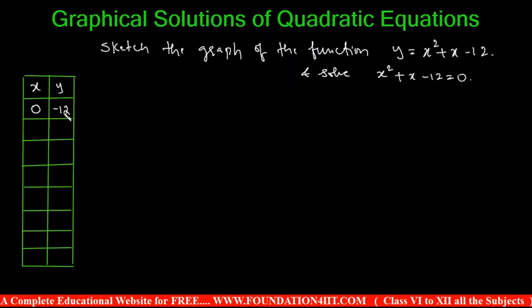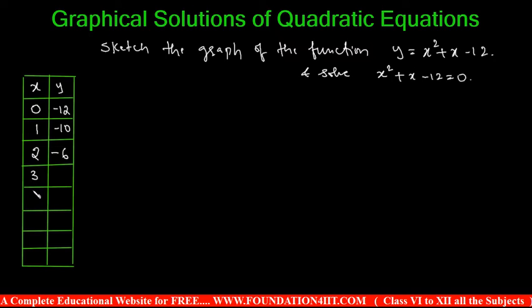Substitute and simplify. Let's take 1. 1 is substituted. 1 square is 1 plus 1 is 2. 2 minus 12 is minus 10. Right? Now next, if you substitute 2, 2 square is 4 plus 2, 4 plus 2 is 6. 6 minus 12 is minus 6.